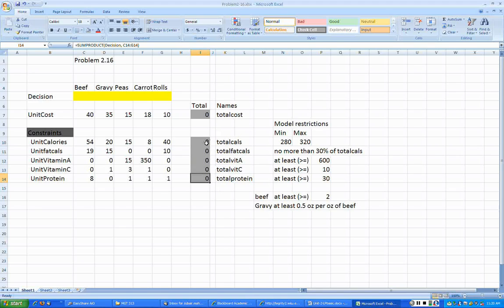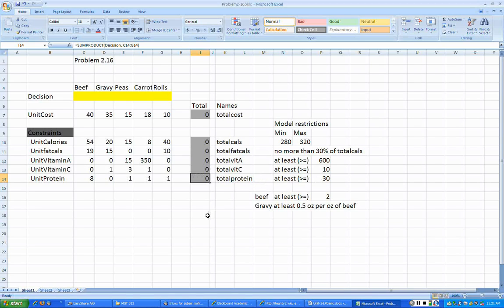We want to make sure that the total calories that we consume as a result of the numbers that the solver is going to compute for the best combination should stay between 280 and 320, min and max, and the total fat calories that we get should be no more than 30% of the total calories. The total calories would be written here, so we want to get a relationship between these two. Then the total vitamin A here should at least be 600, total vitamin C should at least be 10, and total protein should at least be 30.